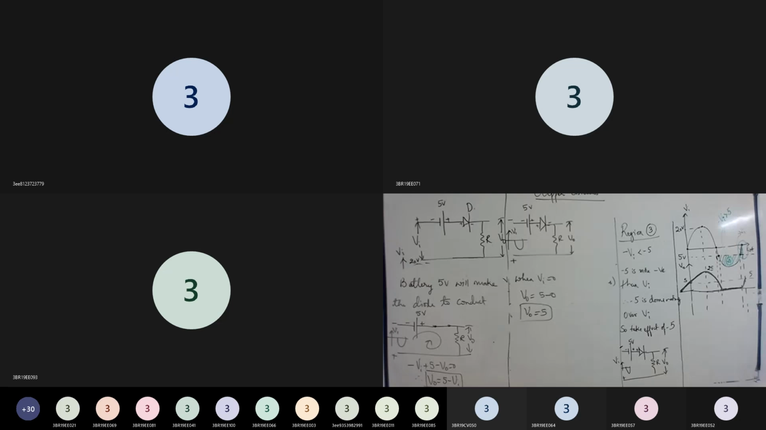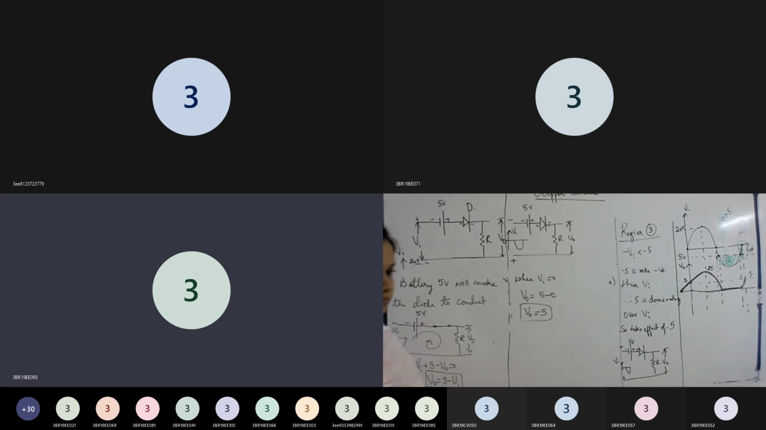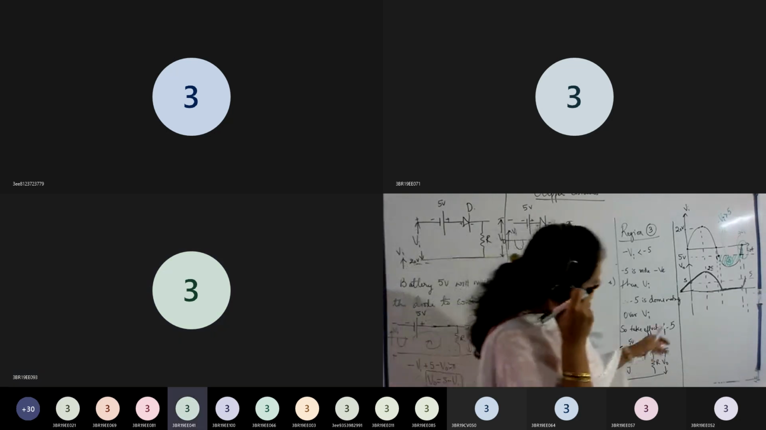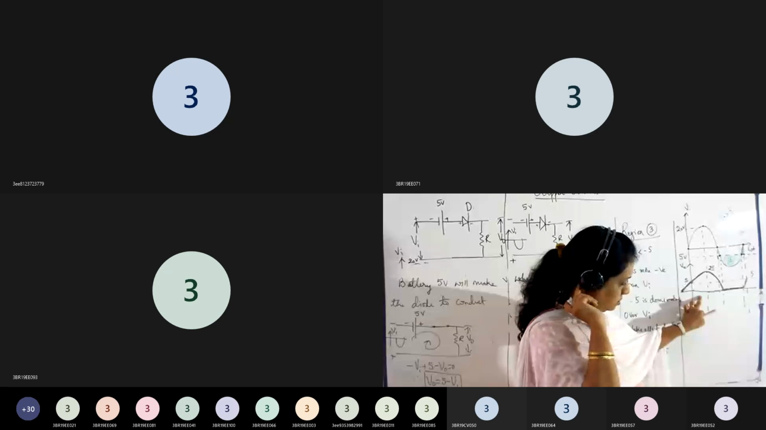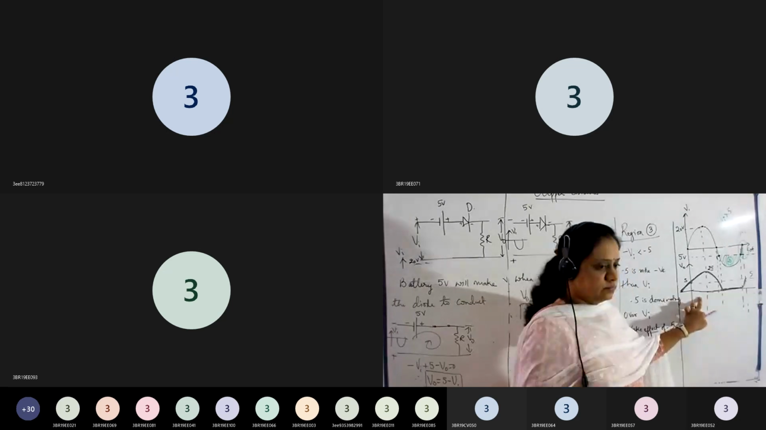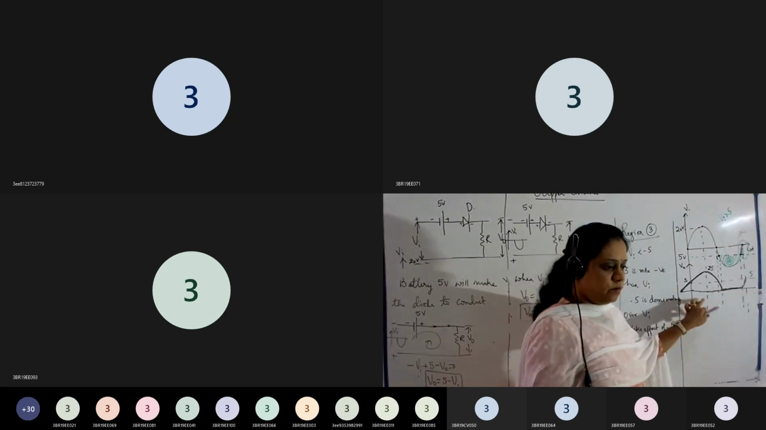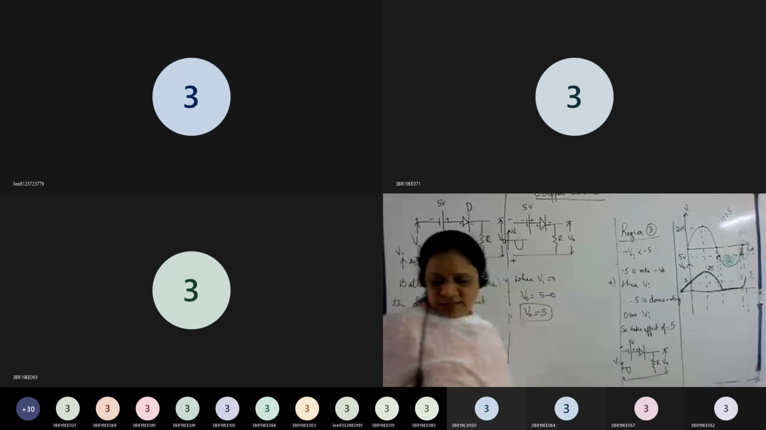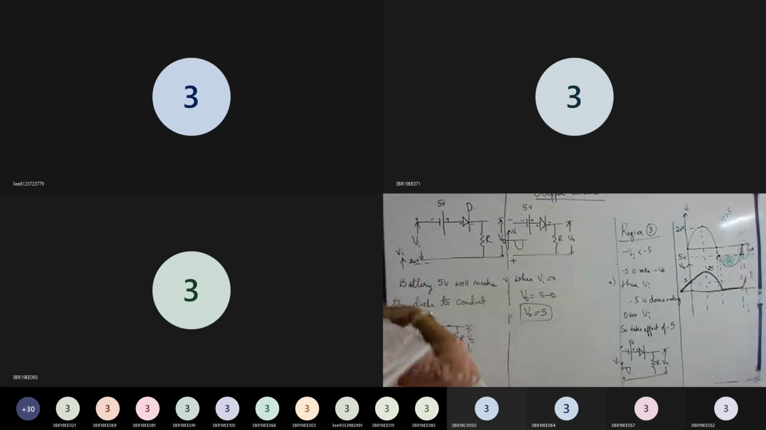Correct? Yes, ma'am. This is the expected output for the given circuit. If all of you have taken it, we will move on to the next problem.